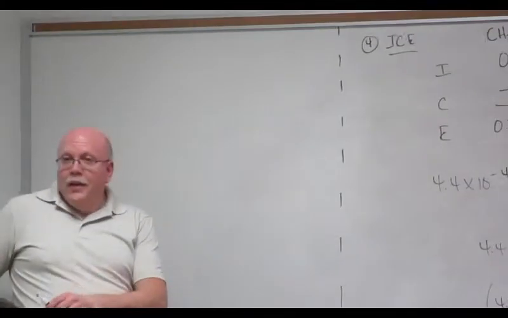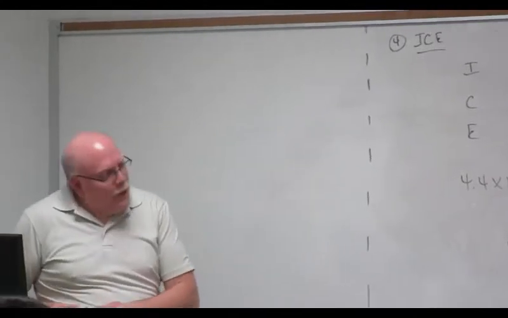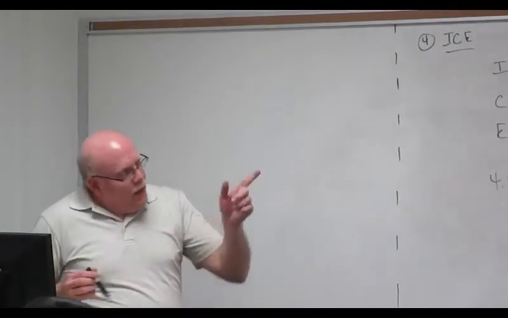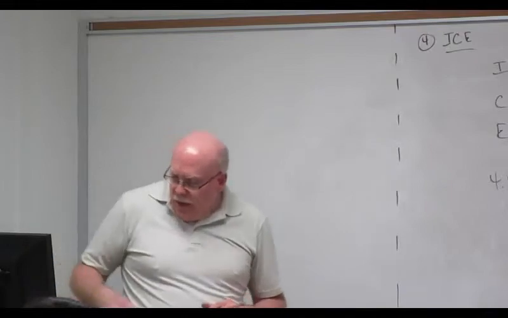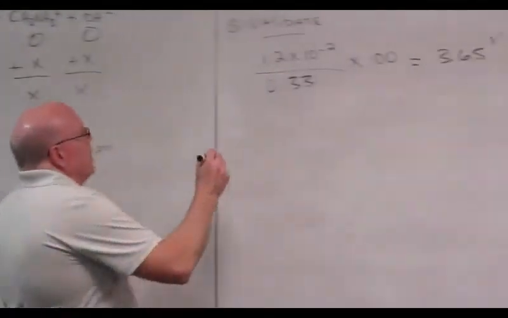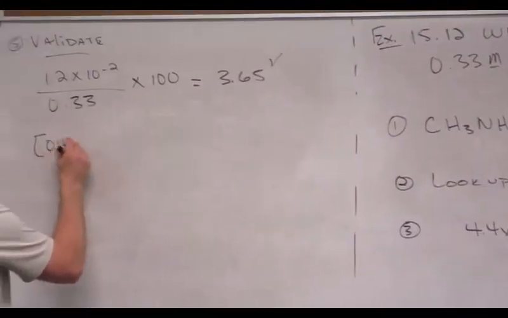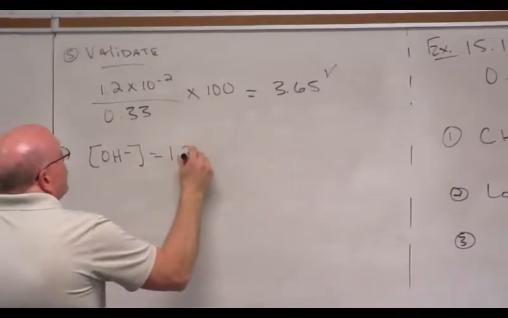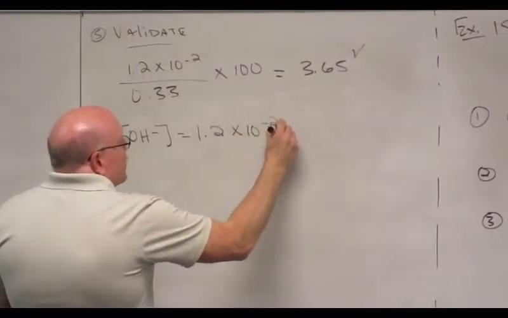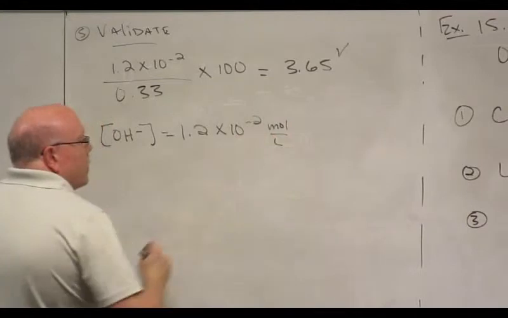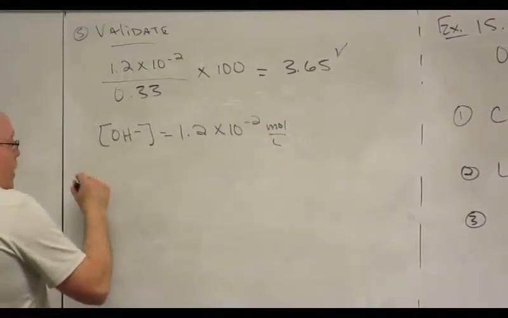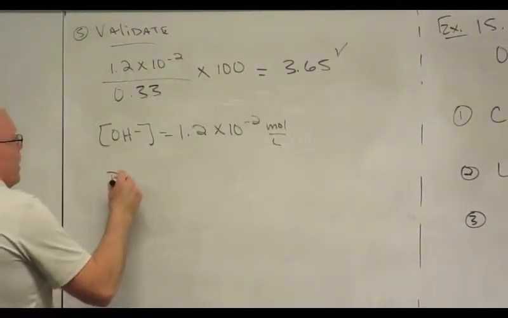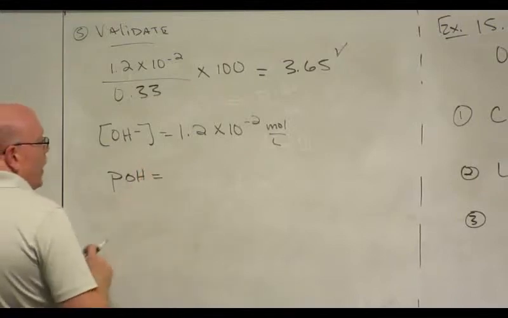I was just scratching my head. If we look at this, it tells us that our hydroxide ion concentration is 1.2 times 10 to the minus 2 moles per liter. They still want us to find the pH, so I can find the pOH while I'm here.